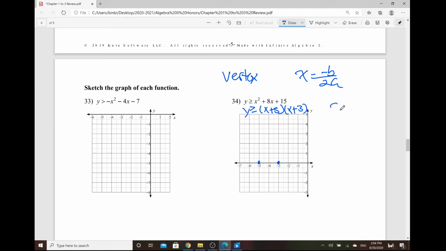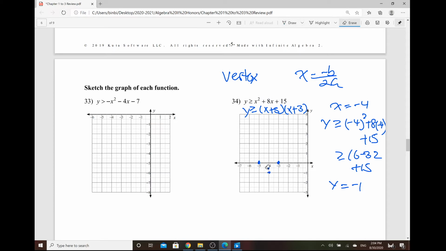And then plug in -4. So when x equals -4, we have y greater than or equal to -4 squared plus 8 times -4, and then plus 15. So 16 minus 32 plus 15. So -16 plus 15, which is what? -1. So the y value for the vertex will be -1. It's all the way down here. As you can see, the scale setup here is a little bit different. So -1 is down here.